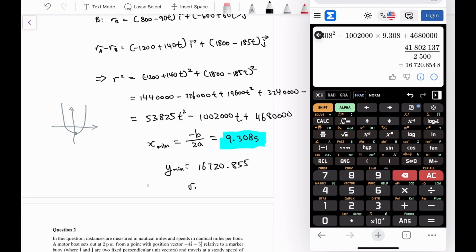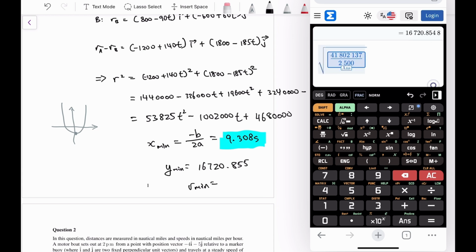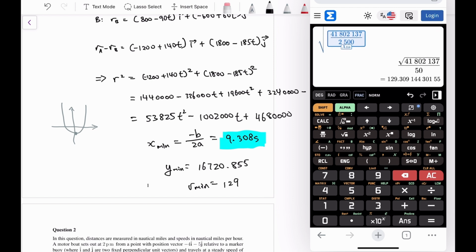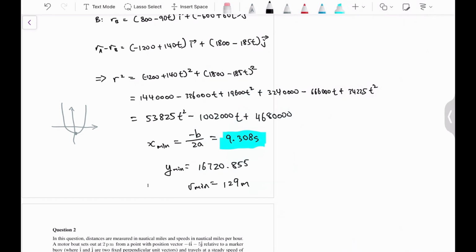So therefore the minimum distance will be simply the square root of this, which is 129. Let's just say 129 meters. And this will be the answer to the second part of the question.